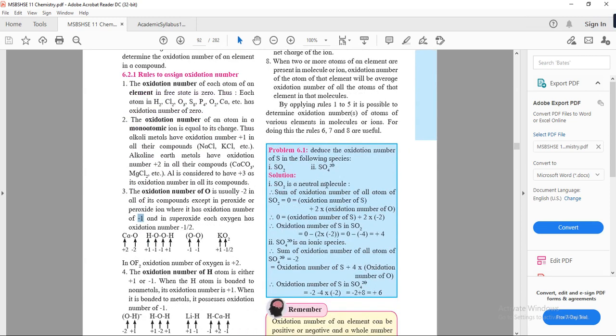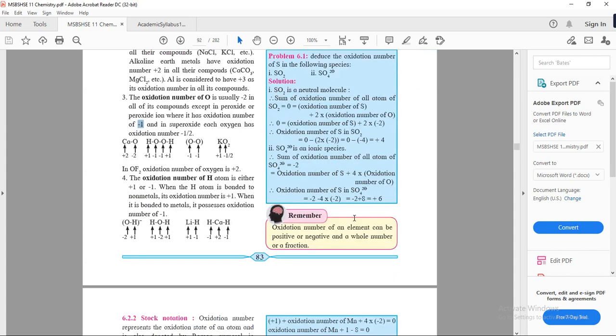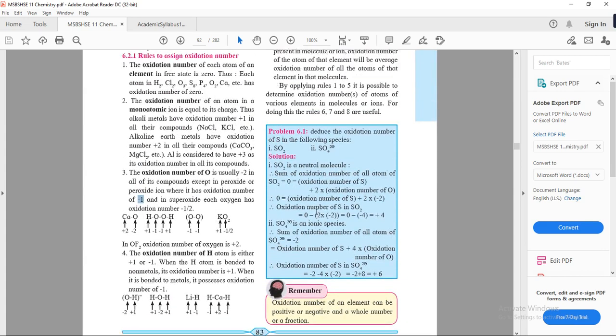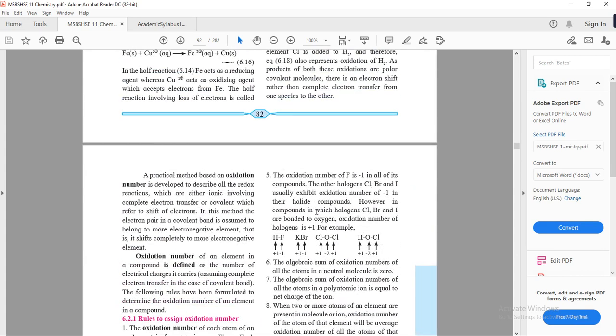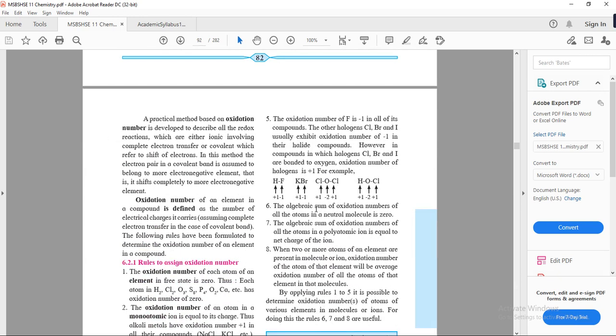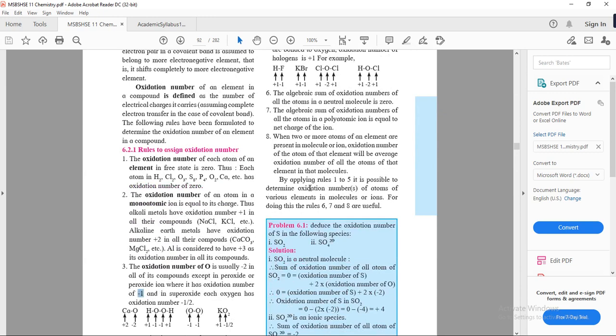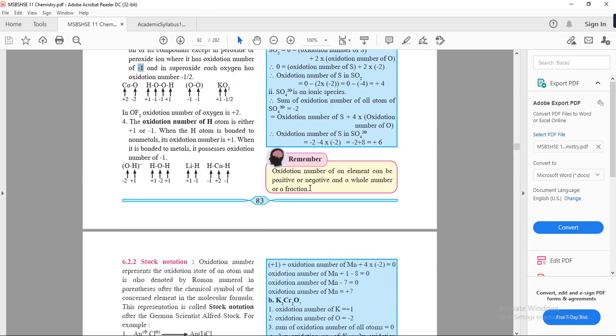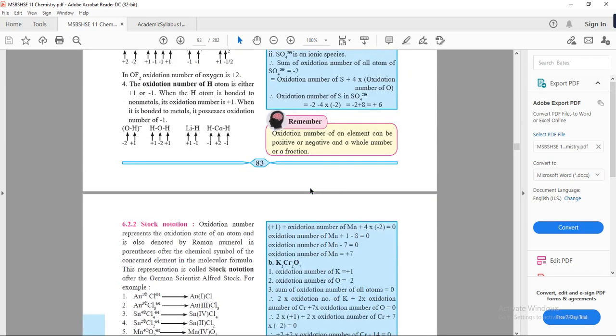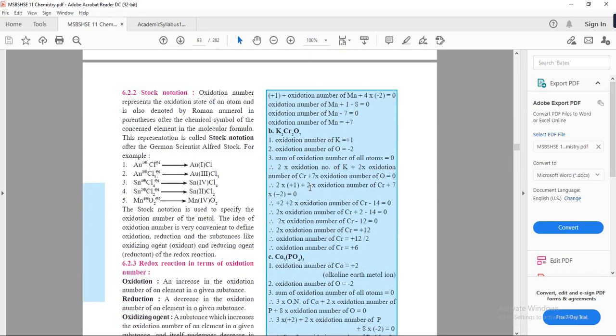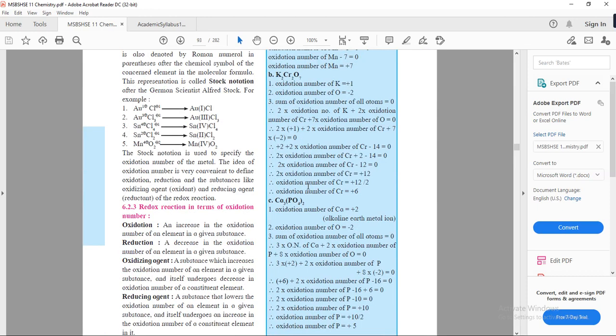Okay, see, this is one example: find the oxidation number of sulfur in the following species. So just practice these numericals in which calculation of oxidation number is involved. So you will easily learn. Okay, so in the next session we'll solve some numericals related to oxidation number, how to calculate the oxidation number, and then Stock notation.